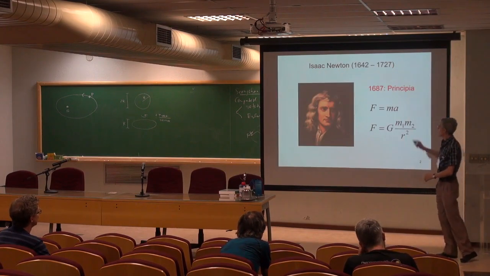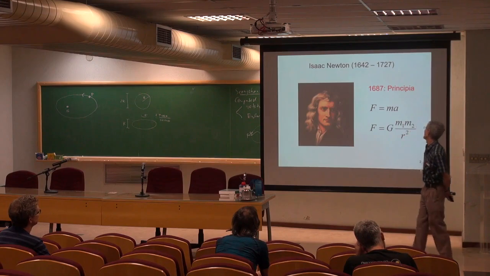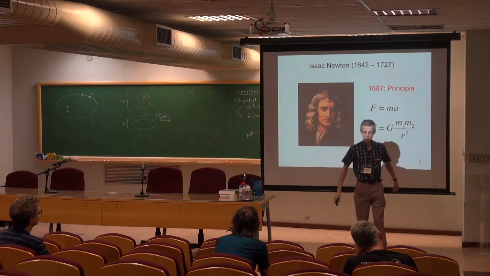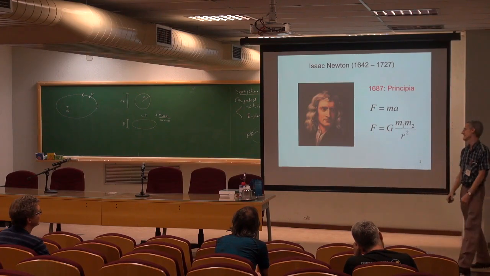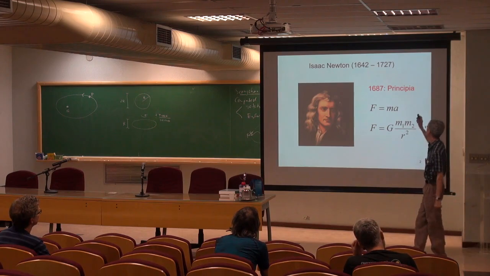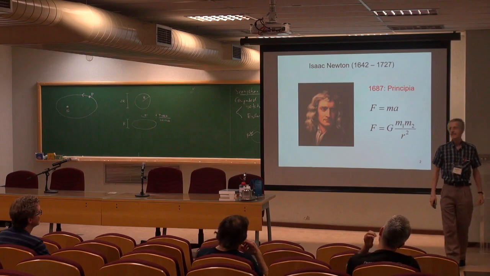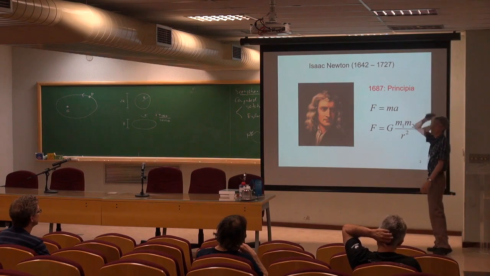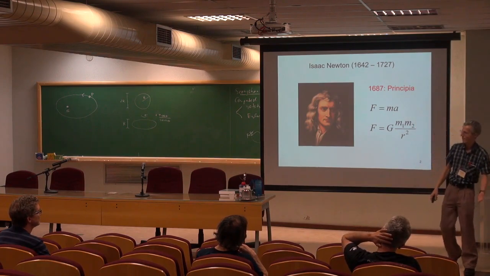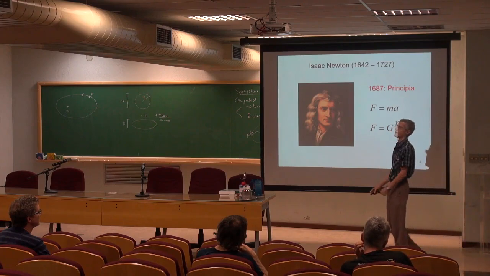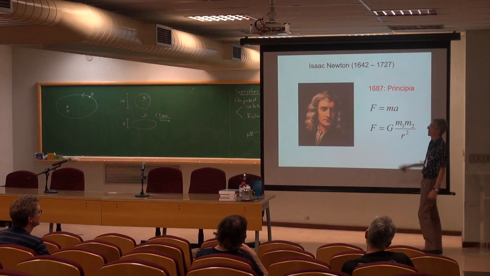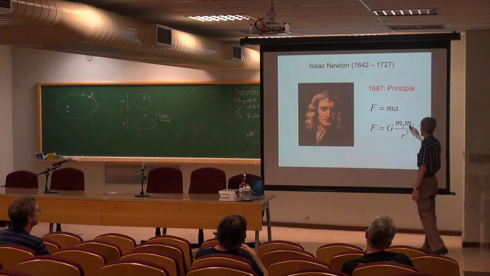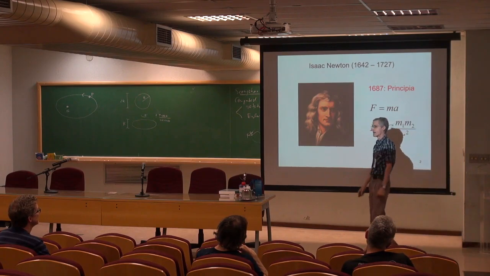So, I will begin with Isaac Newton, and the most important book in the history of science, physics certainly, but I believe also of science, which is the Principia, 1687. In this book, in our notation, Newton presented his second law of motion, F equals ma, force equals mass times acceleration, and his law of universal gravitation, that the force is proportional to the product of the two masses and falls as 1 over r squared.